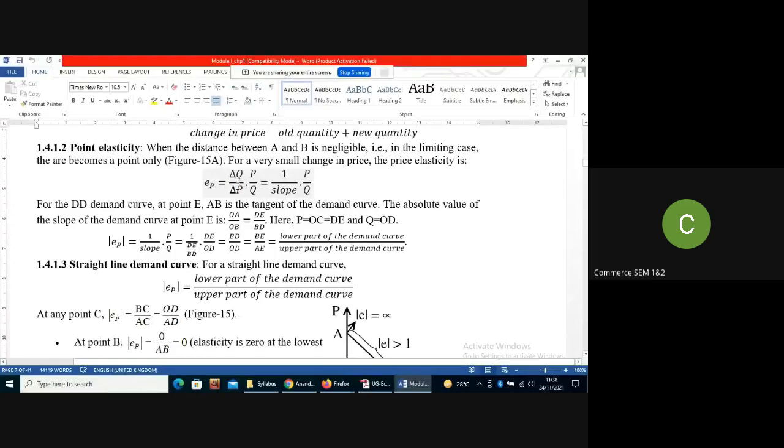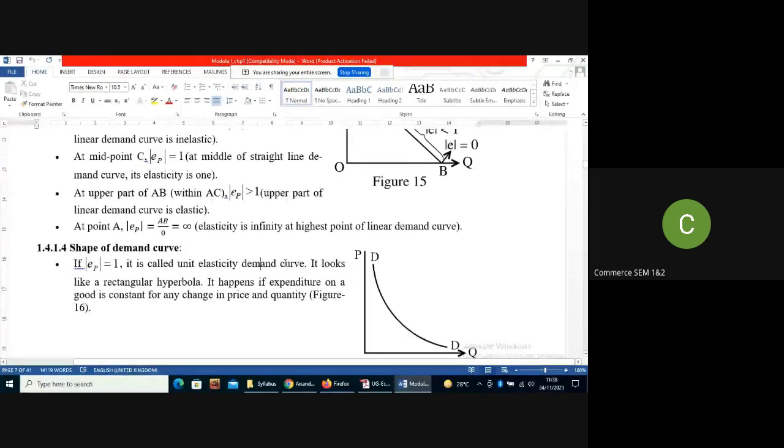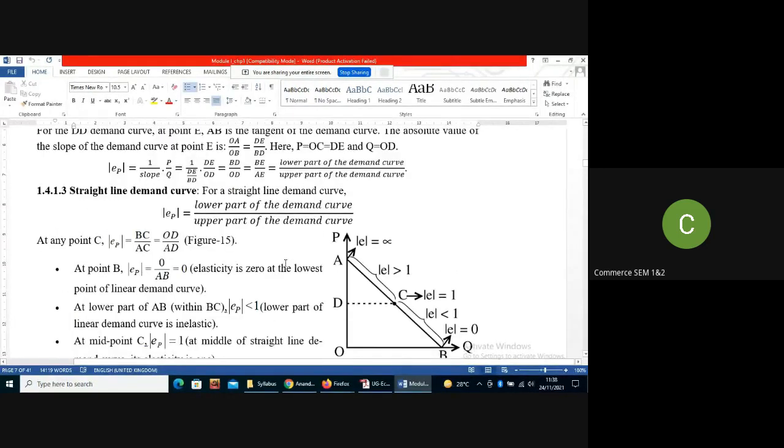And we can rewrite this as 1 by the slope of the curve. Slope is equal to delta P divided by delta Q, or change in price divided by change in quantity, multiplied by price and quantity here. Now, if we have a straight line demand curve like this, AB, we can rewrite the elasticity of demand formula as: the absolute value of elasticity will be equal to the lower part of the demand curve divided by the upper part of the demand curve.